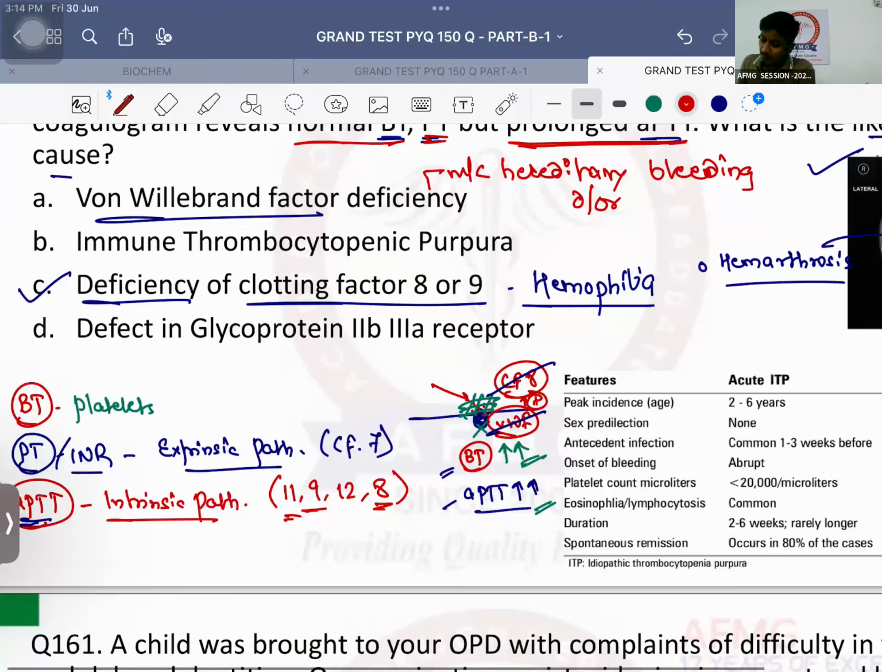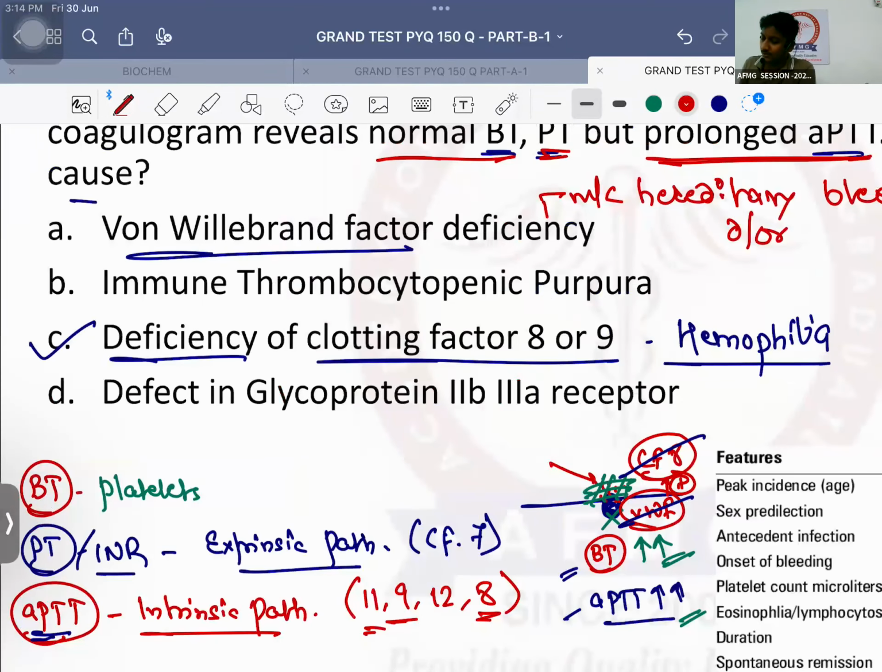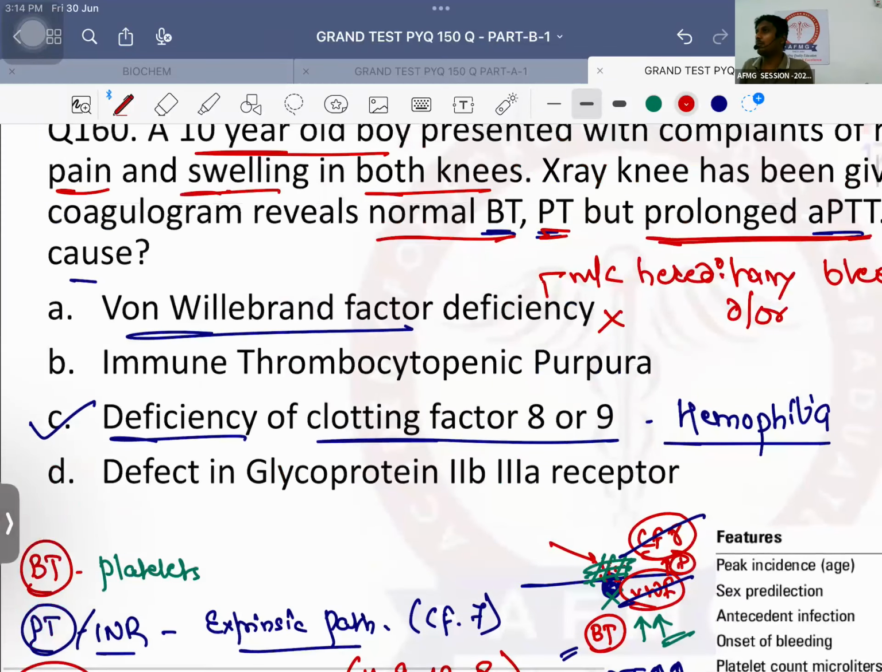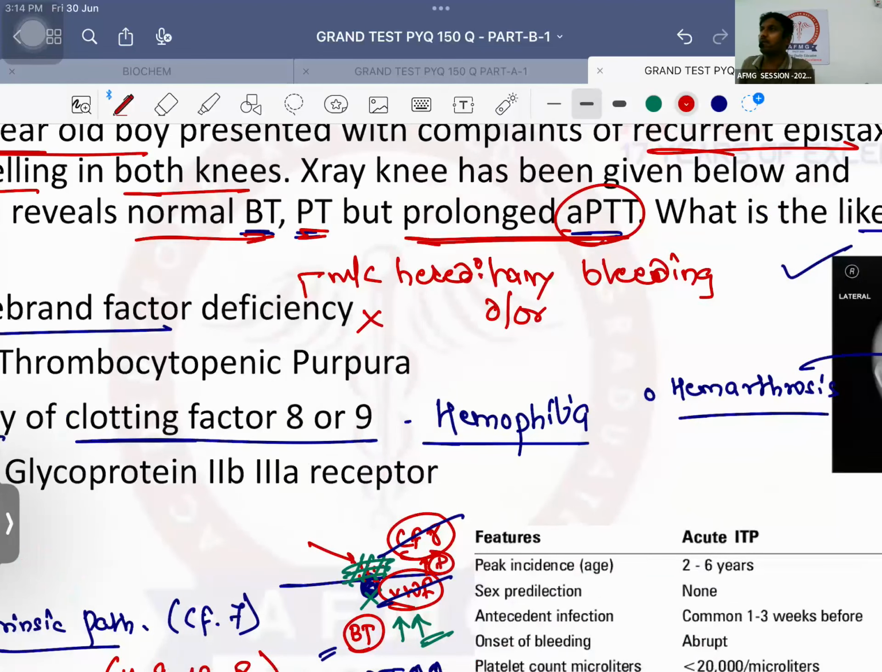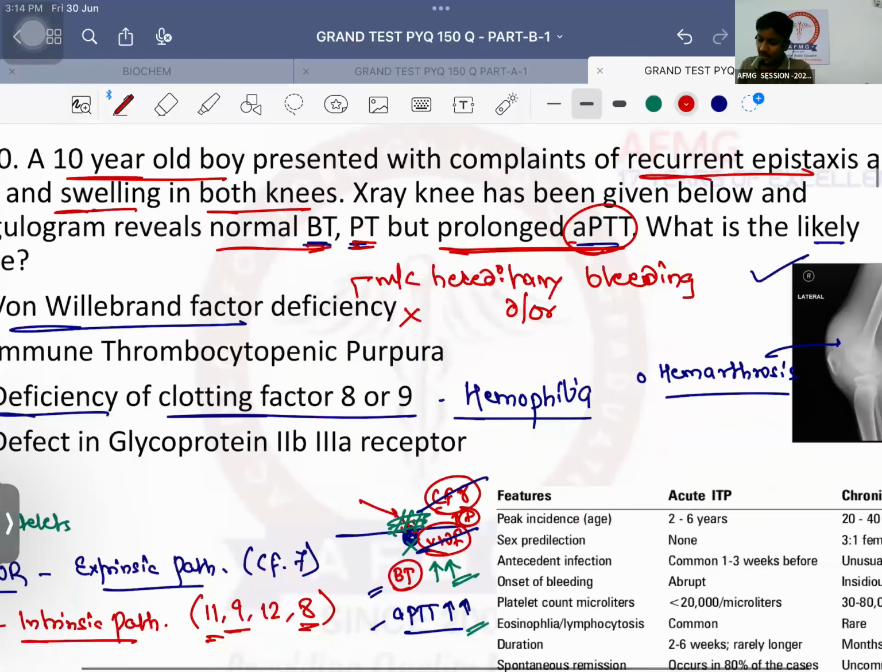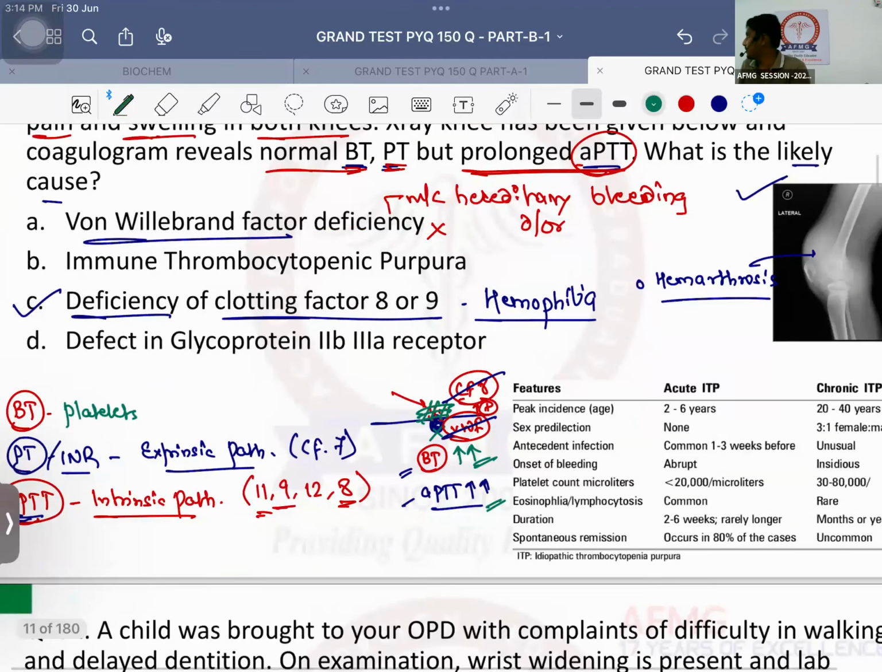Remember, why can it not be immune thrombocytopenic purpura, and why can it not be von Willebrand disease, I have told you. Because his APTT is prolonged, but the bleeding time is normal. So that's the reason von Willebrand disease cannot be the cause. Why can it not be immune thrombocytopenic purpura? Again, thrombocytopenic means there is deficiency of platelets, due to which there will be prolonged bleeding time. Is bleeding time prolonged over here? No, it is normal. So that can be ruled out.